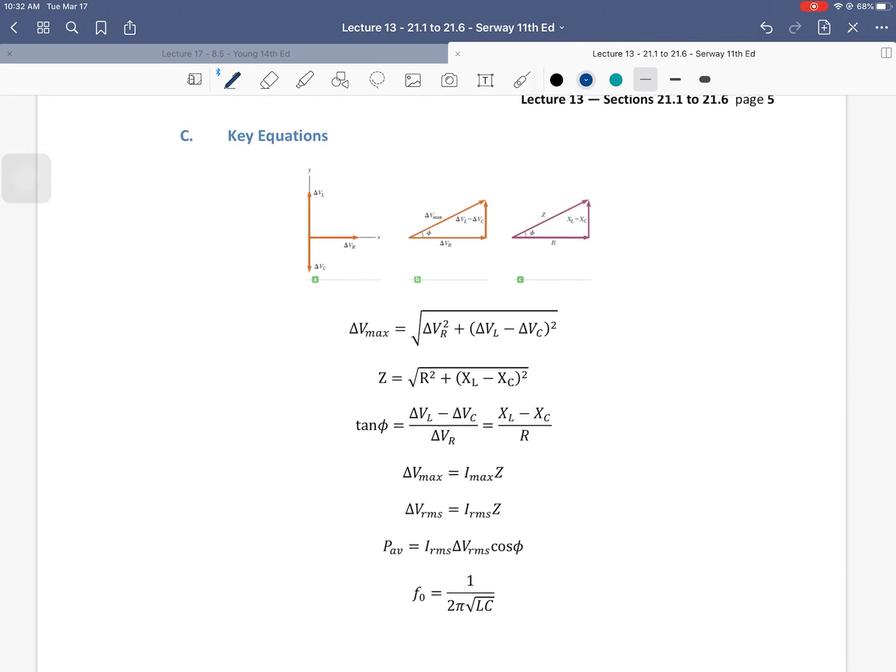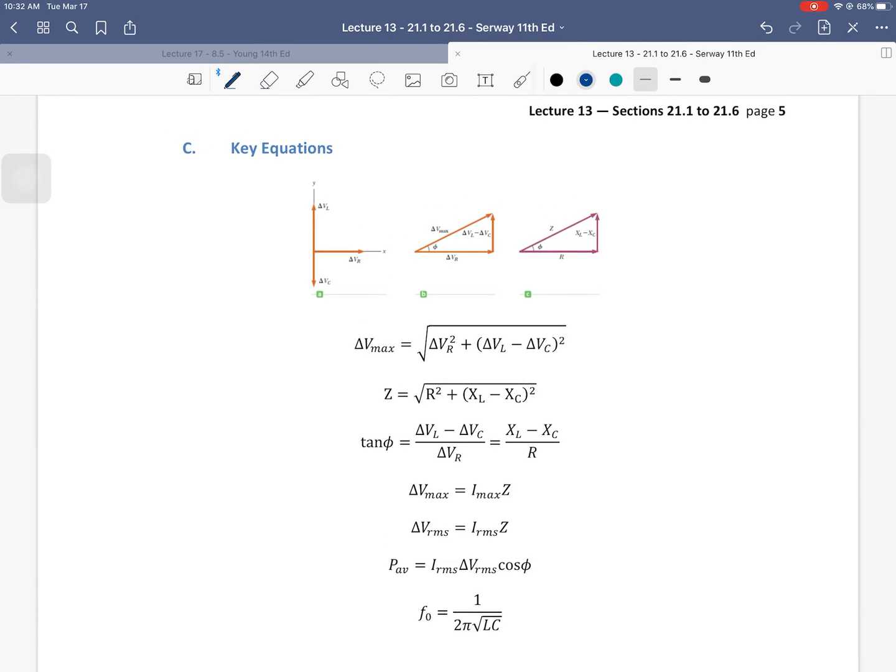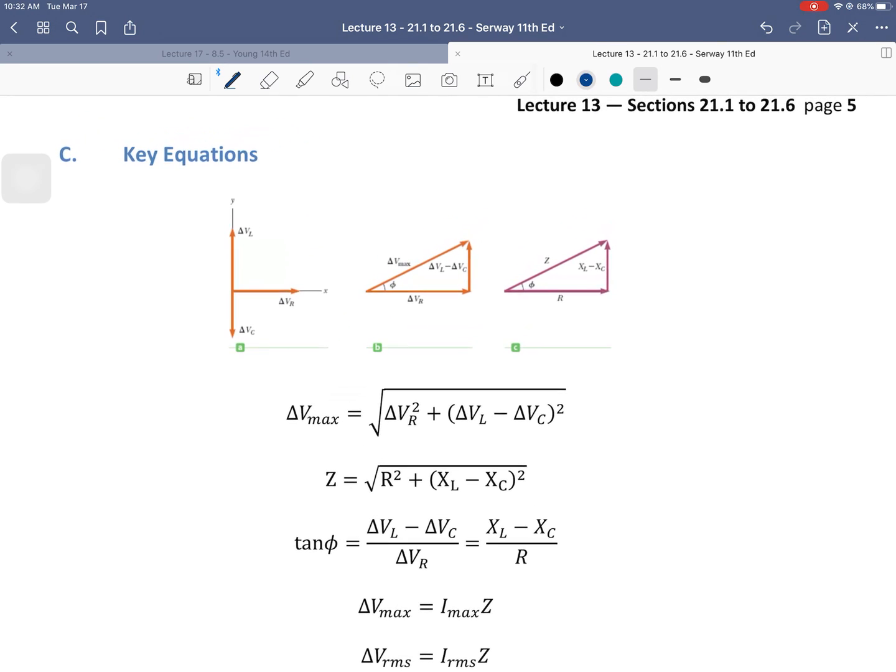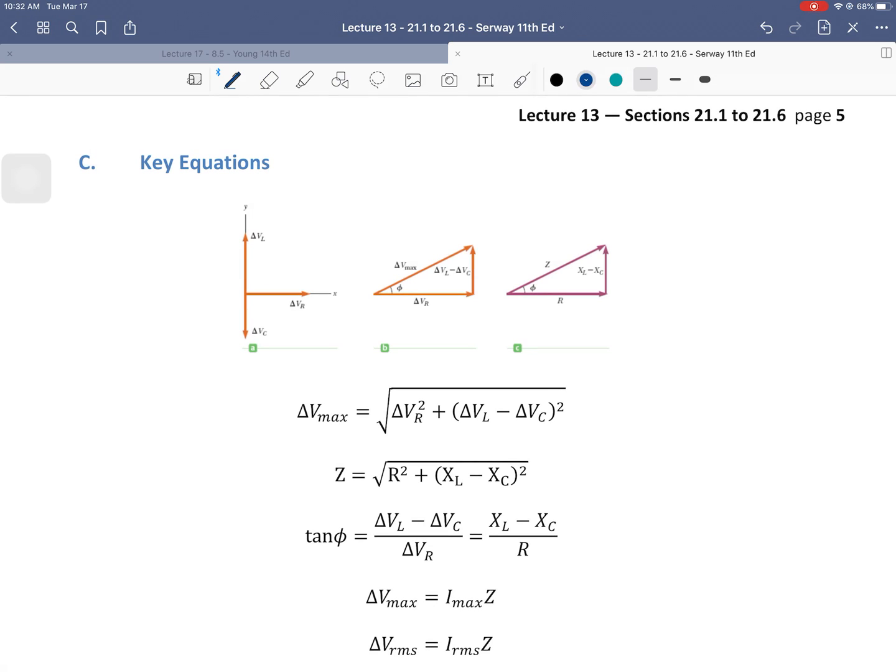Okay, welcome to the second half of our lecture on RLC circuits, including their impedance and phase angles and resonant frequencies. So in this second half of the lecture, we're going to start by looking at our key equations. So here we are on page 5 of lecture 13 for material that will be included on exam 2.